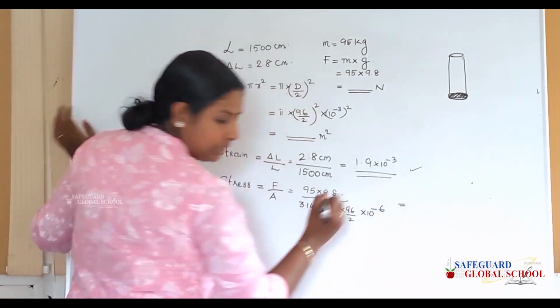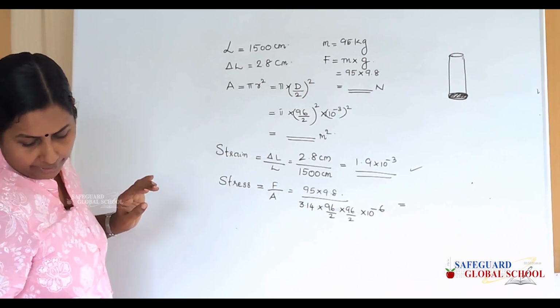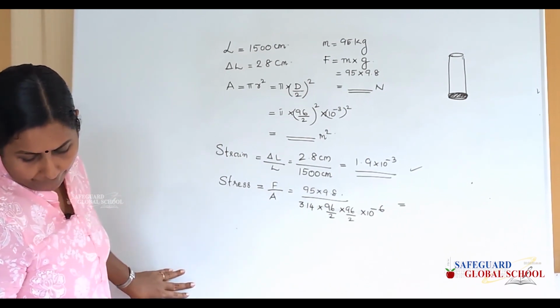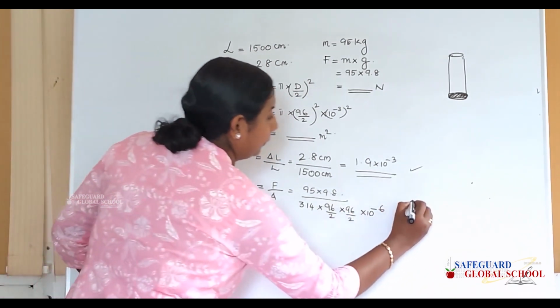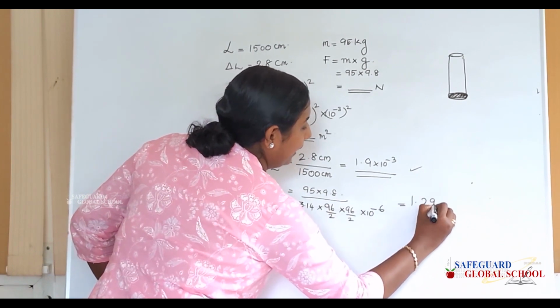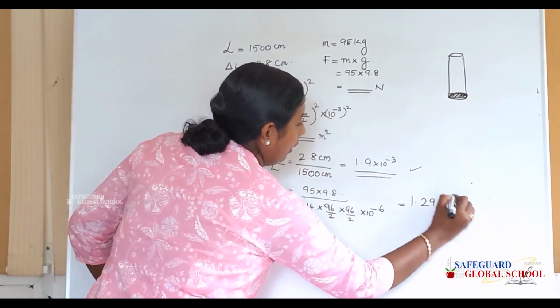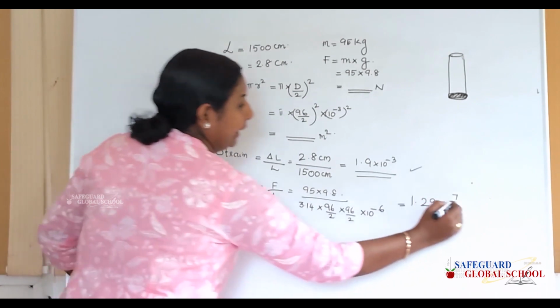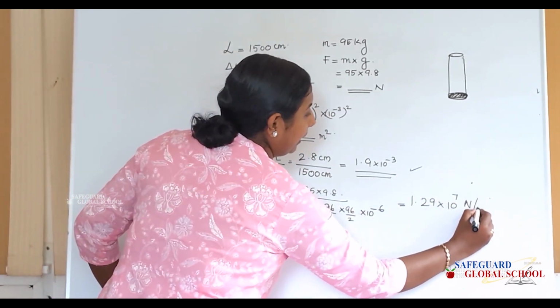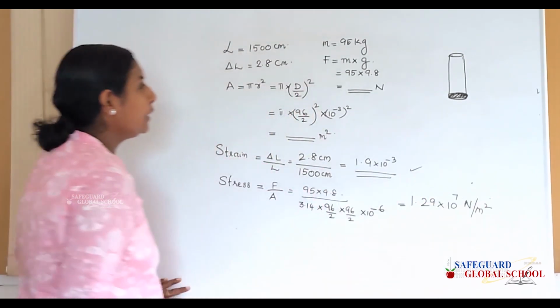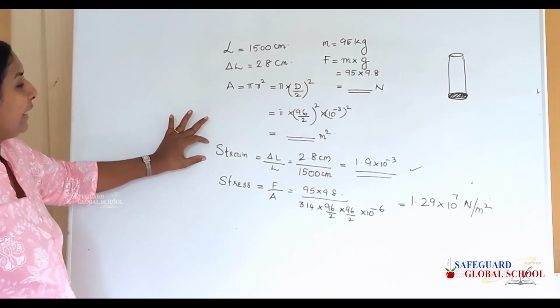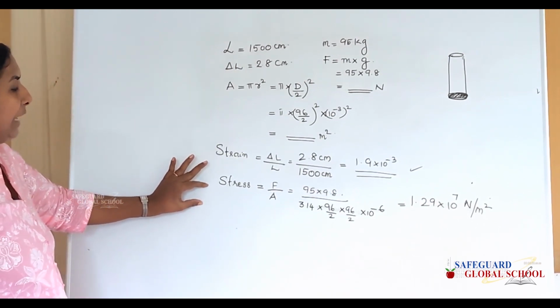So when you do it, what will you get? The answer is 1.29 into 10 raised to 7. What is the unit of stress? It is Newton per meter square. So that is it. Strain we have calculated, stress we have calculated.